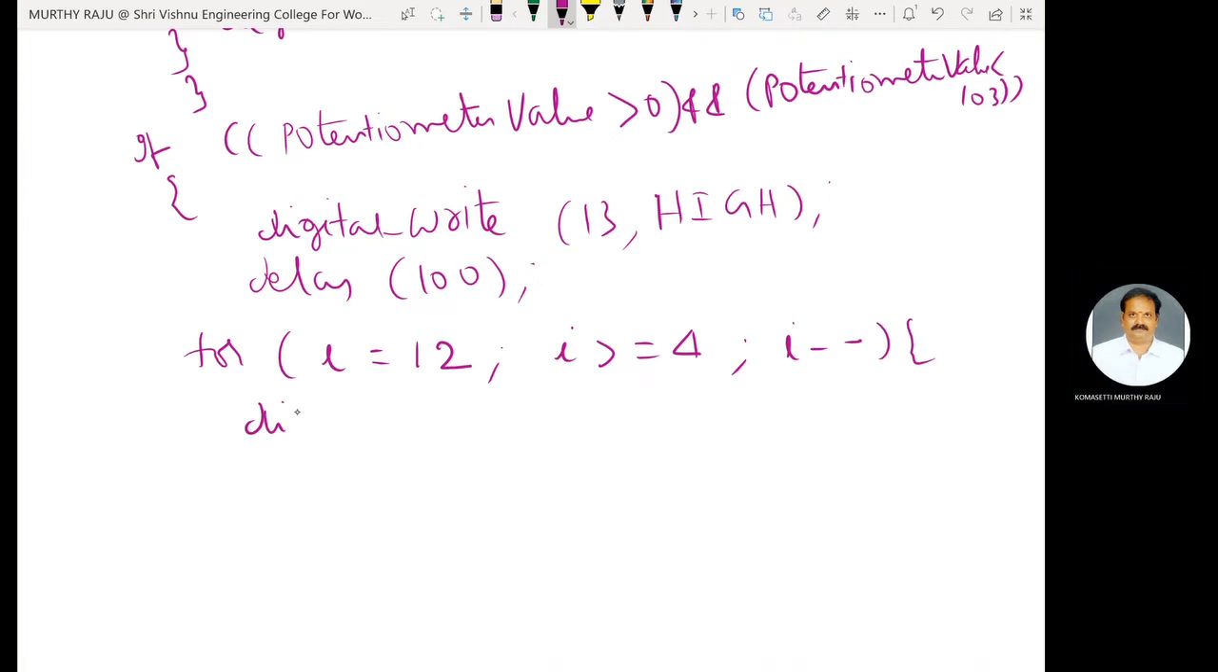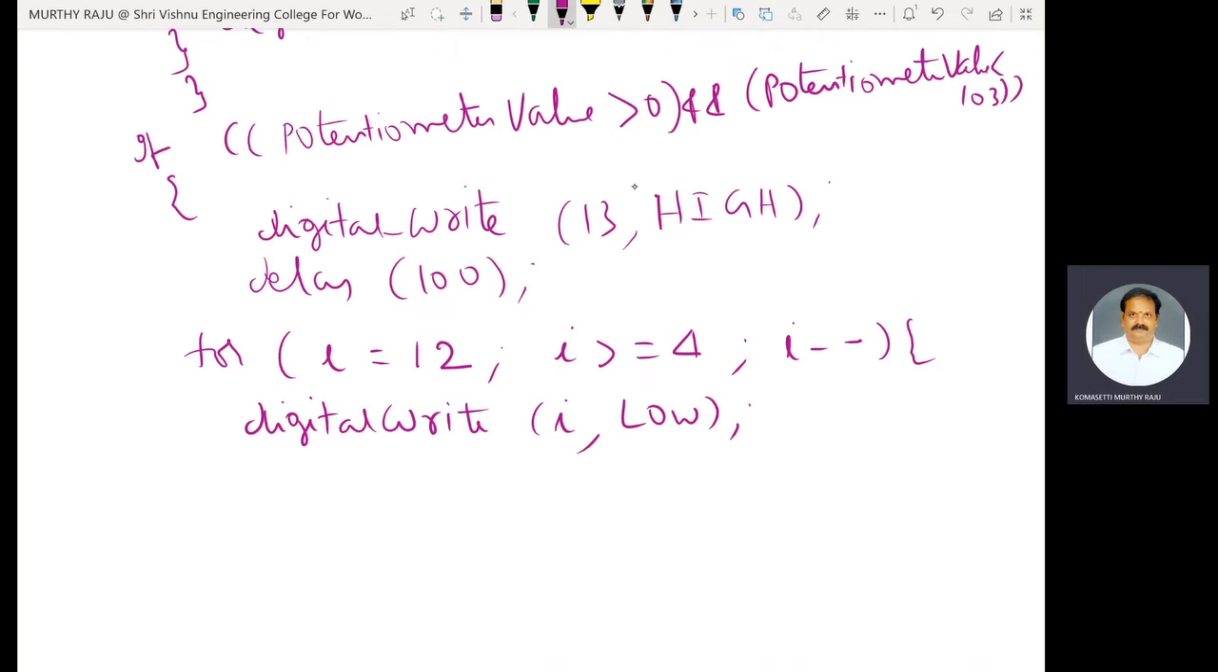Digital write, I low. The 13th pin is assigned to the first LED, that is in on condition. The remaining pins from 12 to 4 of the Arduino board are assigned to the second to 10th LEDs, which are in off condition. Two curly brackets.